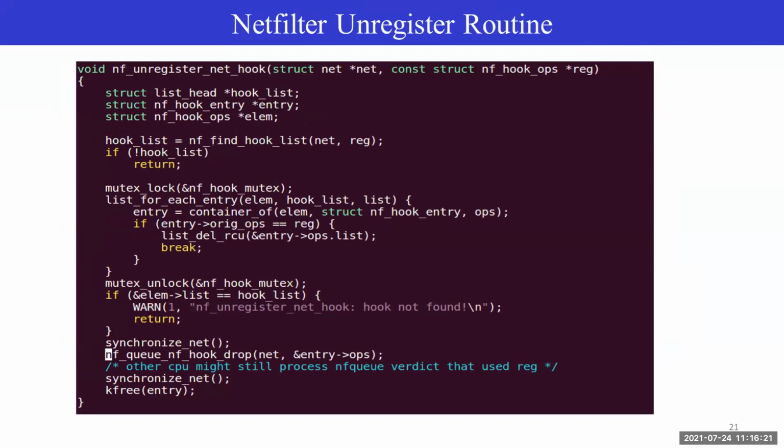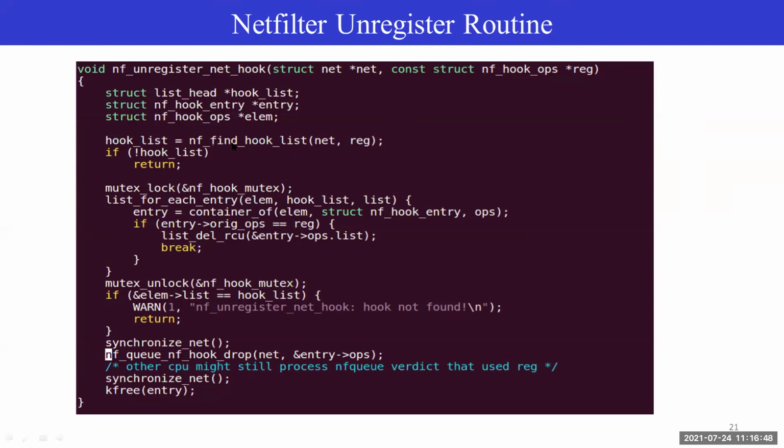Okay. So next is the NF unregistered net hooks. This is quite the opposite of the previous one. It is just checking whether your callback routine is in the hook list or not. If it is, then it is just deleting that from the chain of the link. That is all.